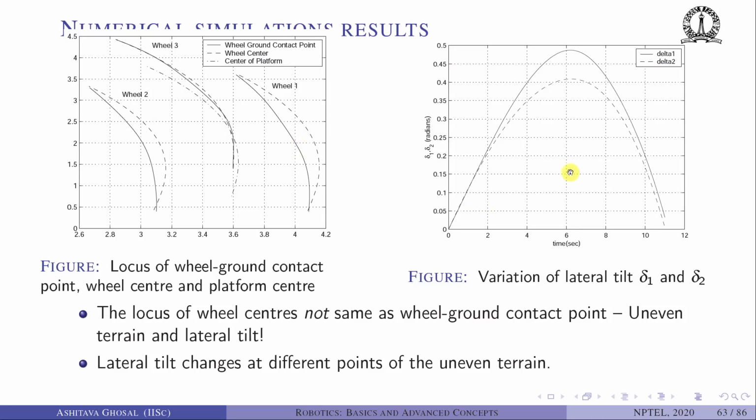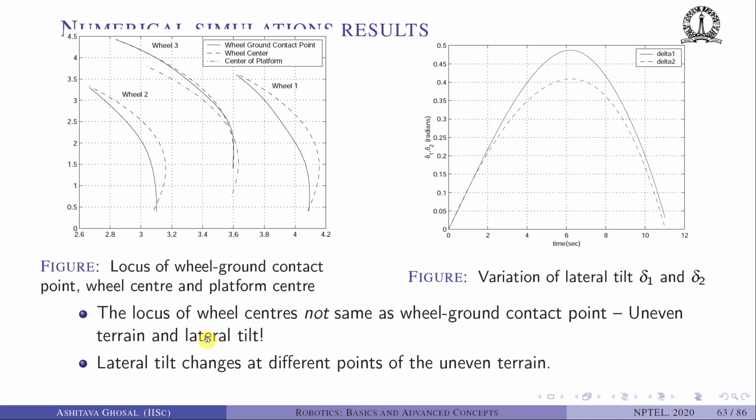We can also find delta 1 and delta 2, which are the lateral tilt of the two rear wheels. As you can see, delta 1 and delta 2 are adjusting, or behaving, in a way such that Vx, Vy is 0. There is no slip at the wheel ground contact points.